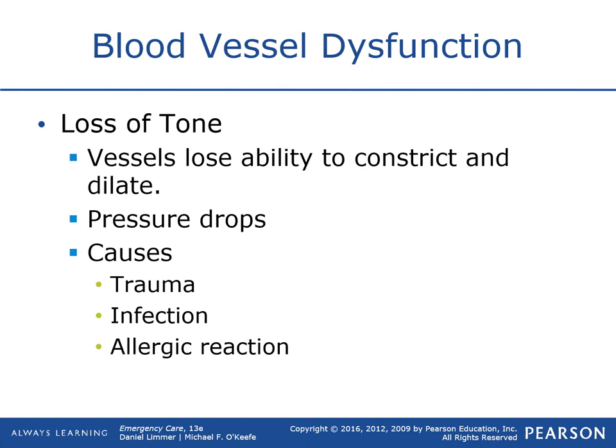Infection is another one. If there's an infection that either blocks your nerve signals or an infection that makes your muscles not work properly, either one of those can cause the blood vessels to lose their tone. And then another huge one that we see is an allergic reaction. Allergic reaction, you lose the ability to constrict because your body is trying to compensate for the allergen in there and trying to fight it off with your immune system.